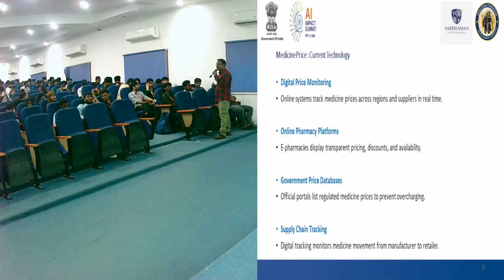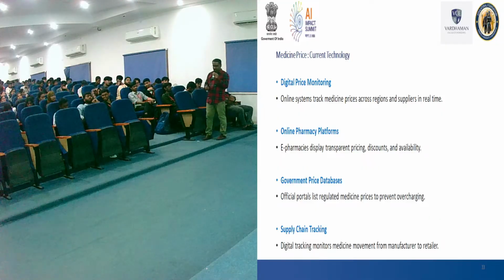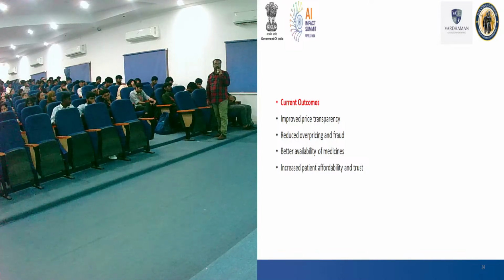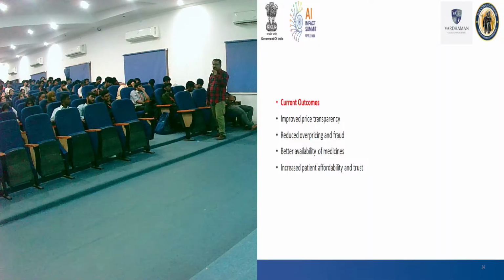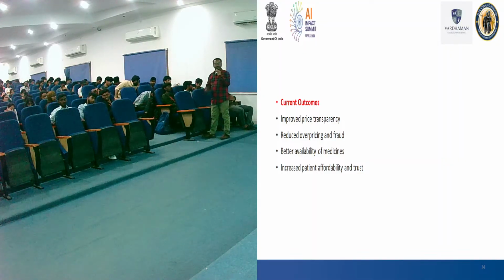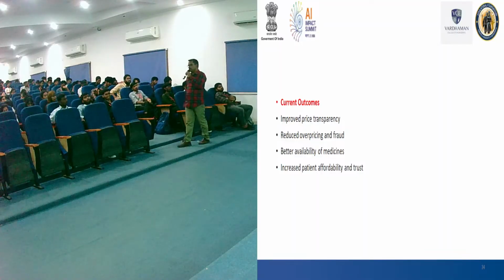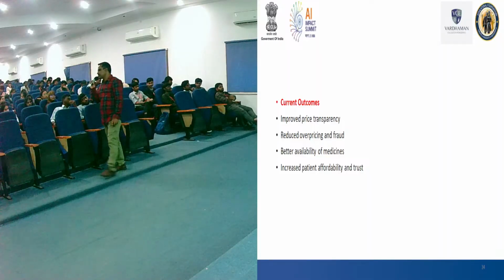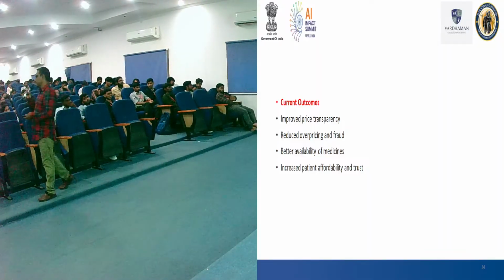These are all the current technologies we are using right now. What is the outcome of this technology? Improved price transparency, reduced overpricing and fraud, and increased patient affordability. Fine. How are we going to use this in the next step? Next step, the plan: how we are going to implement it.